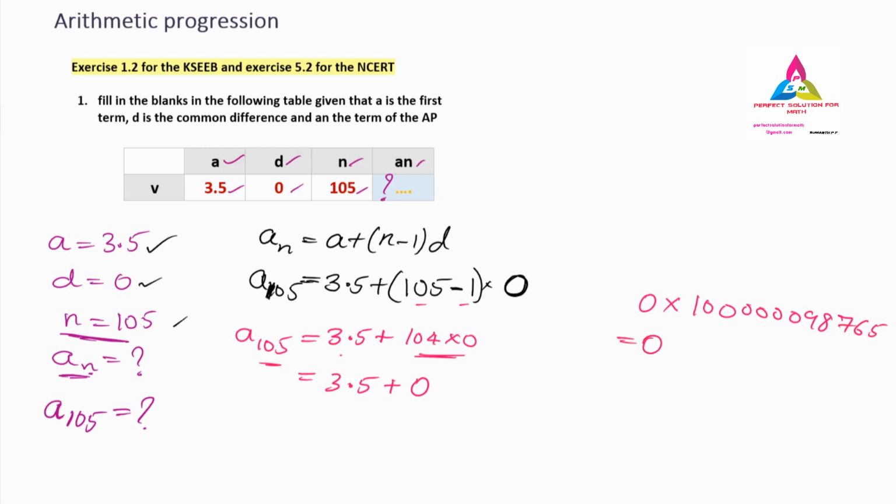Because when you multiply any number with 0, you are going to get 0 only, whatever value you multiply. So the final answer is 3.5 plus 0, which is nothing but 3.5 only. So a 105 value is nothing but 3.5. So in this an value we can write down 3.5. So you came to know that when the d value is 0, the an value will remain similar to the a.